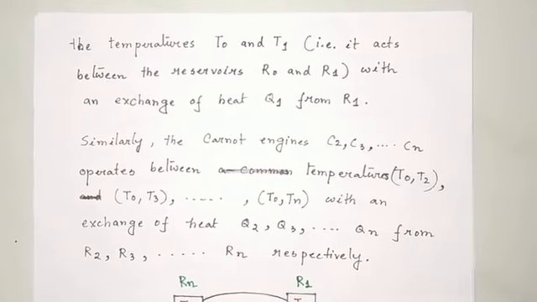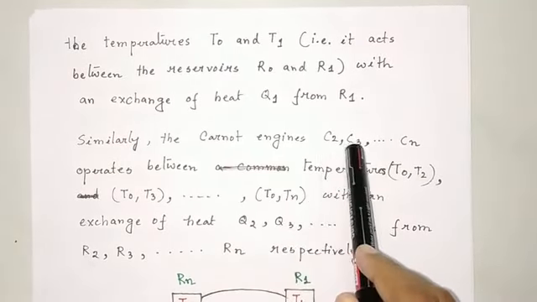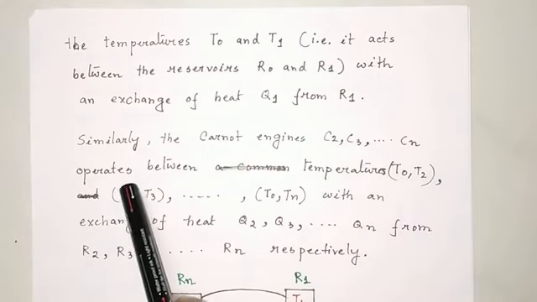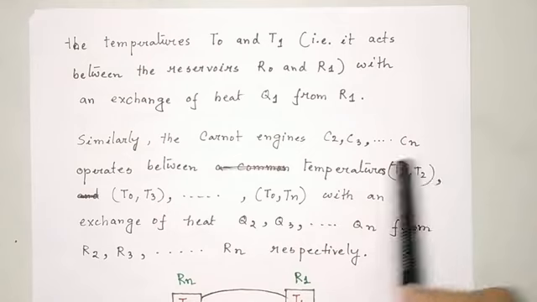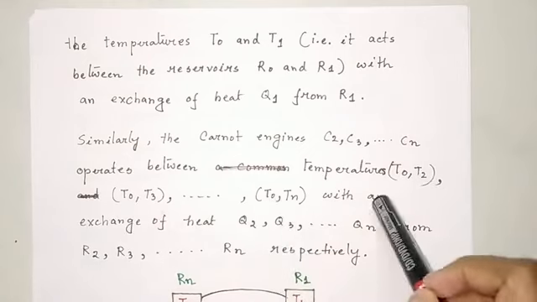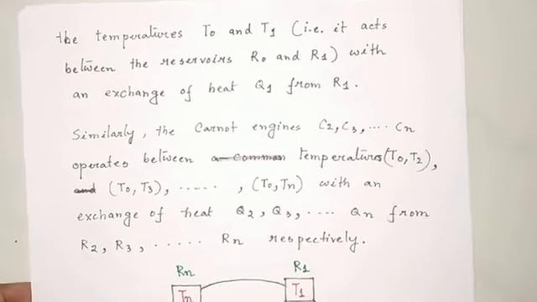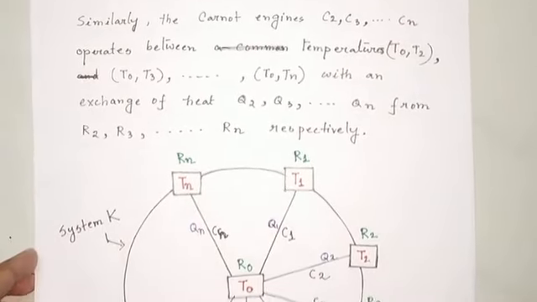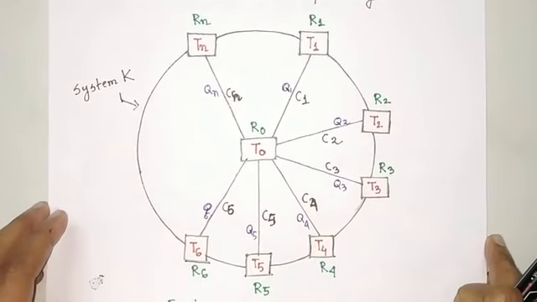And then similarly the other Carnot engines, C2, C3, up to Cn, operate between temperatures T0 and T2, T0 and T3, like this T0 and Tn, with an exchange of heat Q2, Q3, up to Qn from R2, R3, up to Rn respectively. Now let us understand this statement by this diagram.